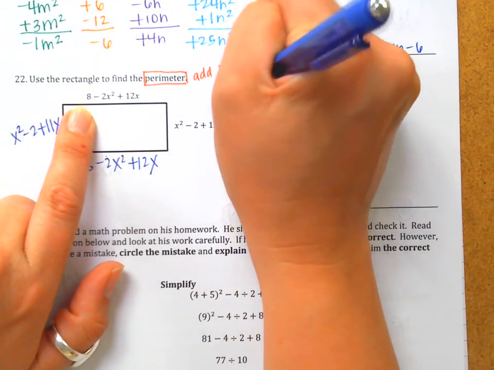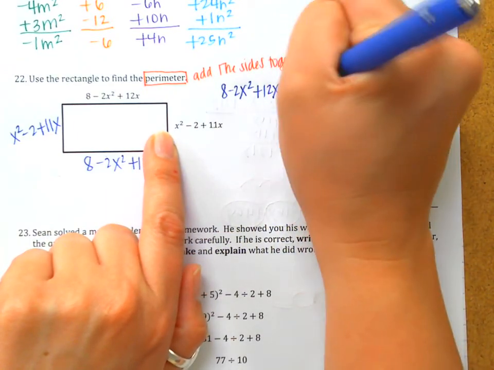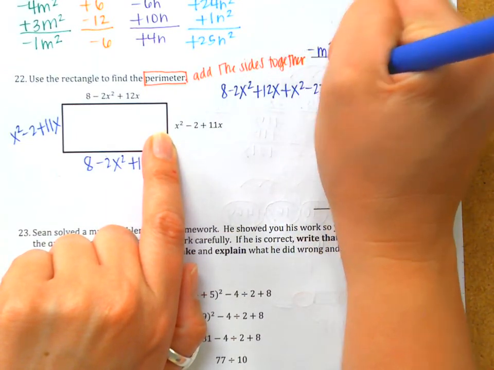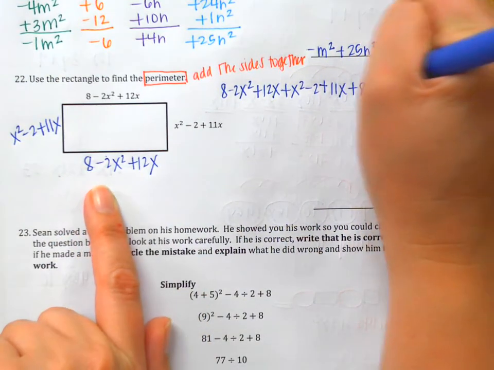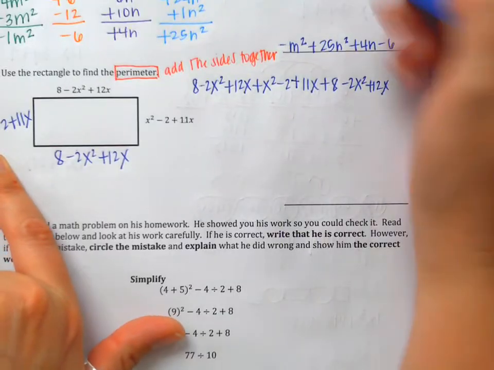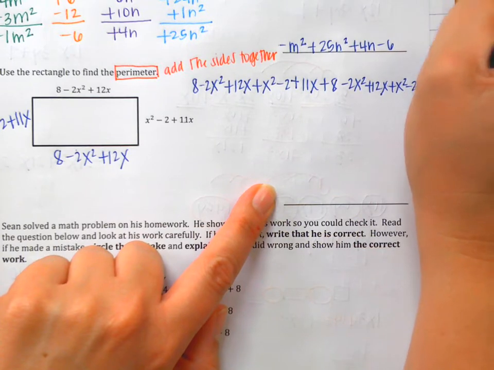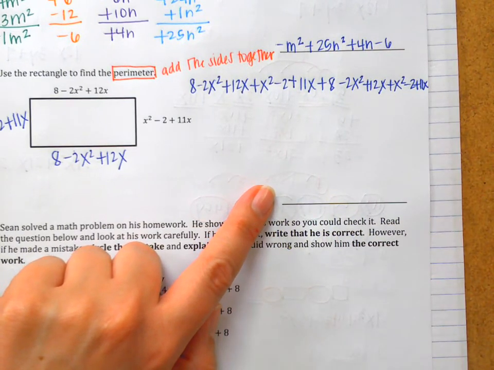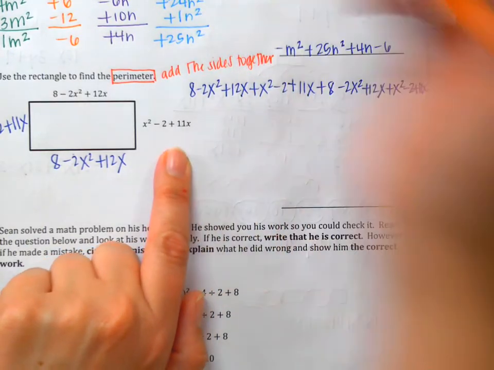8 minus 2x squared plus 12x plus x squared minus 2 plus 11x plus 8 minus 2x squared plus 12x. I'm hoping I can fit this in. Plus x squared minus 2 plus 11x. Sorry, that's squeezed in there. And so now I can just combine my like terms.